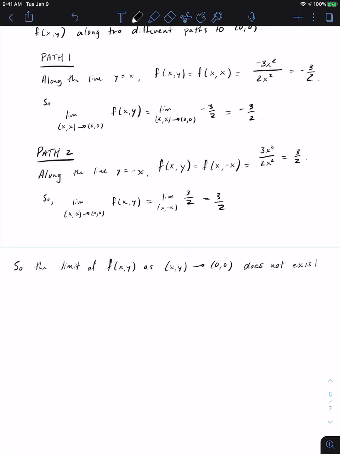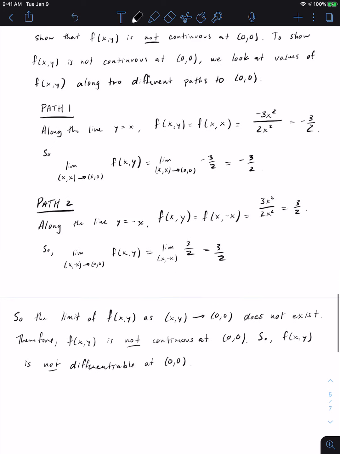Because the limit does not exist, it's not continuous at 0, 0. If it's not continuous, then it can't be differentiable. So we showed that it's not differentiable, right? So f of xy is not differentiable at 0, 0. Cool, so we proved the first part.